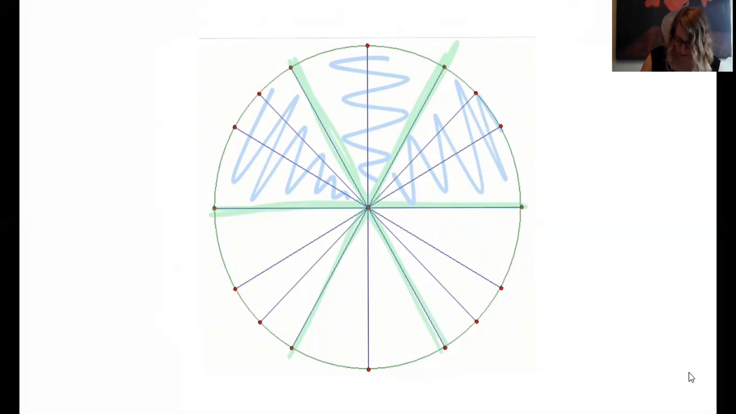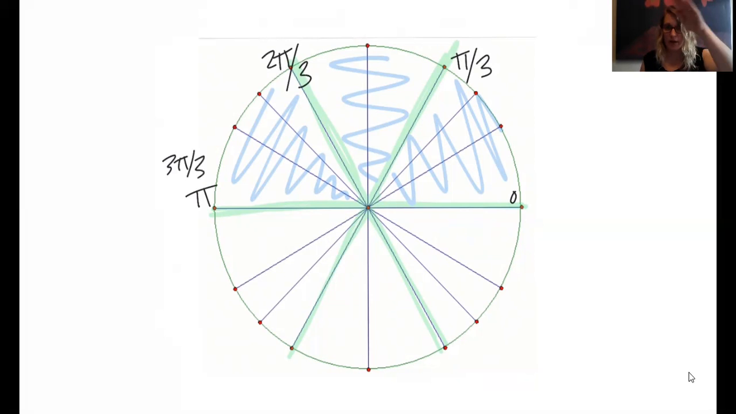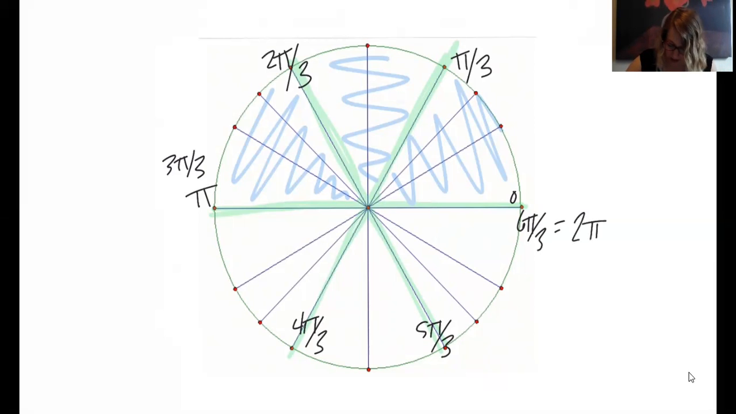Let's label these. I know this is 0. I know this is pi. The first blue section is 1/3 of pi. So that's going to be pi over 3. This one will be 2 pi over 3. Pi is the same thing as saying 3 pi over 3. So pi over 3, 2 pi over 3, 3 pi over 3. That means the next one down here is going to be 4 pi over 3. And then the next one is 5 pi over 3. And then I have 6 pi over 3, which is the same thing as 2 pi. So in black, I have now labeled all of my pi over 3 sections.